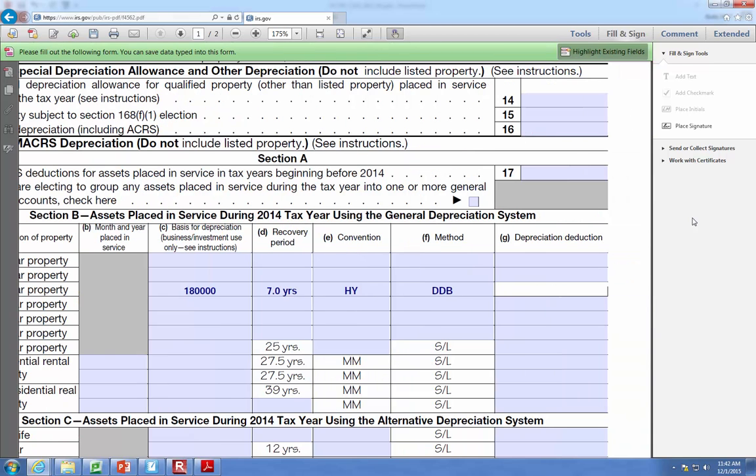How much was the depreciation? I don't know, I don't have the number in front of me. Wasn't it 25 something? That's it. That's in the year that I bought them. And we know that because we're in Section B and it says assets placed in service during 2014 tax year. Okay, great. Now, obviously in year 2, I'm not going to still be on the 2014 4562, am I?